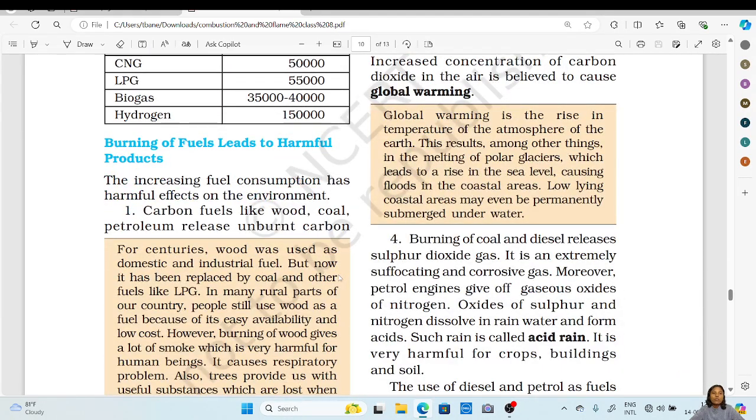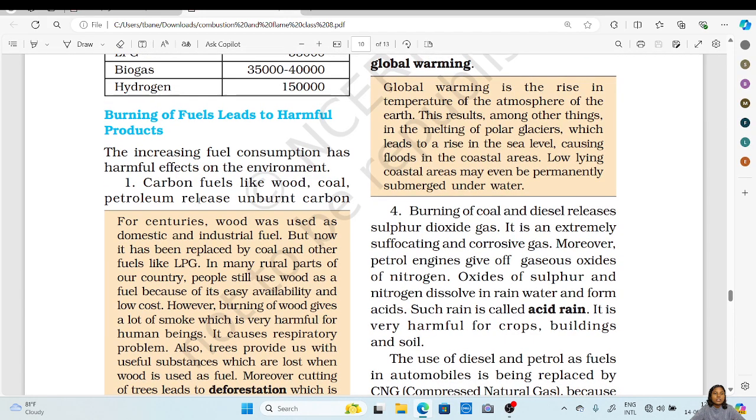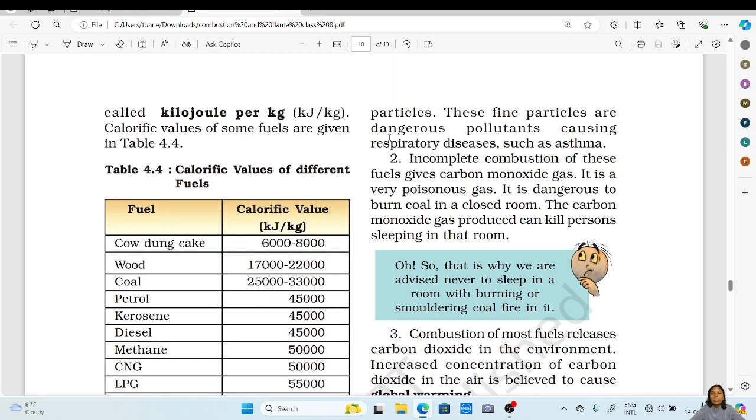Now, burning of fuel leads to harmful products. What happens when we burn these different types of fuels? They have advantages, but they also have disadvantages. Let's see what those disadvantages are. The increasing fuel consumption has harmful effects on the environment. Carbon fuels like wood, coal and petroleum release unburnt carbon particles. These fine particles are dangerous pollutants causing respiratory disease such as asthma.